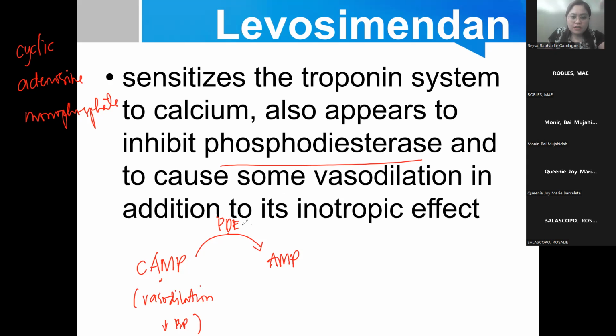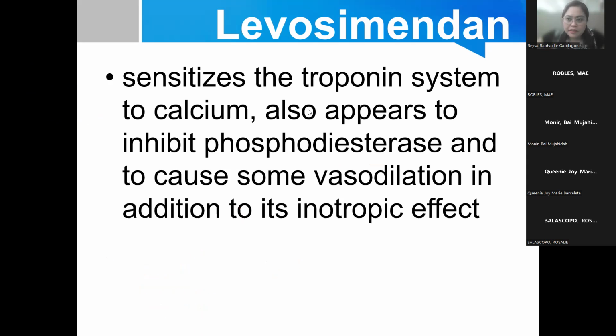Therefore, if we give a drug that will inhibit this enzyme, the phosphodiesterase, we will not have the AMP, and we will have an increased cAMP level in the body that will again help us for the vasodilation. Okay, that will aid the decrease in our BP, and at the same time it can help the heart when the blood vessels dilate. It can also help the heart to have more supply of blood and therefore a supply of oxygen. So levosimendan has two activities.